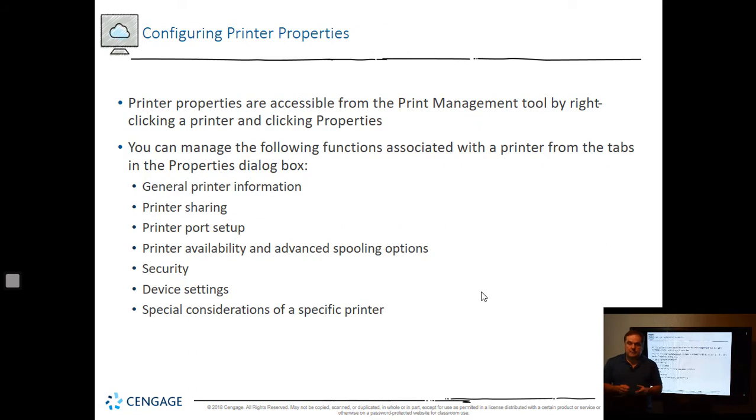Print properties are accessible from the print management tool. As I mentioned earlier, you can right-click on the printer and choose Printer Properties. It says here click Properties, but that's not the case. Clicking Properties doesn't give you the same information. Click Printer Properties. Those are two different options.